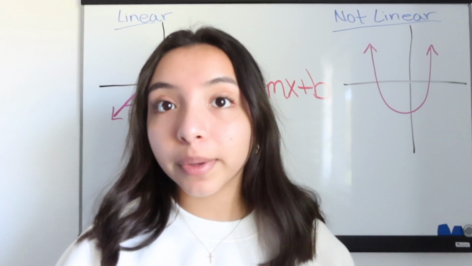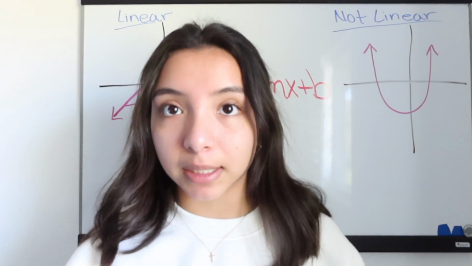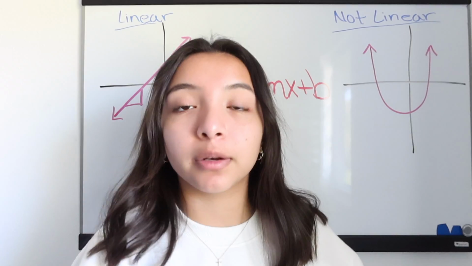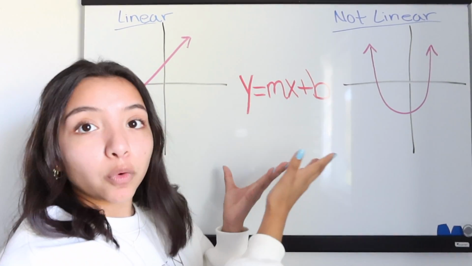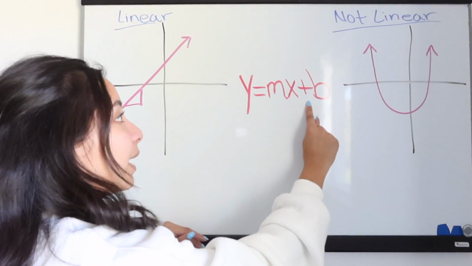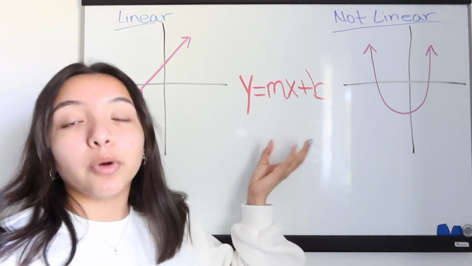Alright, so before we begin graphing equations, we first have to know some basics. We have to know what is a linear equation. A linear equation is formed in this way. This form is called slope-intercept form. It's y equals mx plus b, and I'll go over what each variable means in a second.